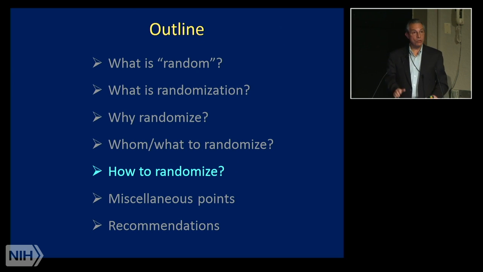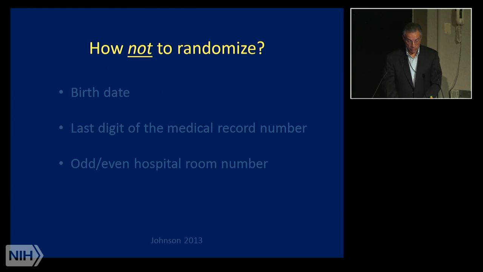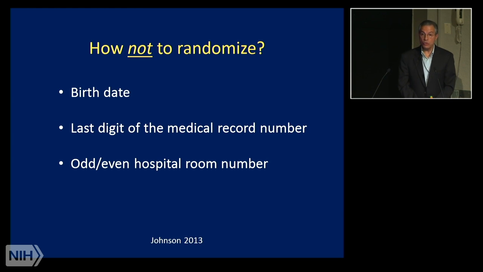Okay, so now we go to how to randomize. And like I said, this is really the heart of this lecture, and we're going to spend the most time on it. So let me start by talking about how not to randomize. These are ways you don't want to do it. You don't want to do birth date. You don't want to do last digit of medical record number. You don't want to do odd, even hospital room numbers. It's just too dangerous. You don't know what's going on.